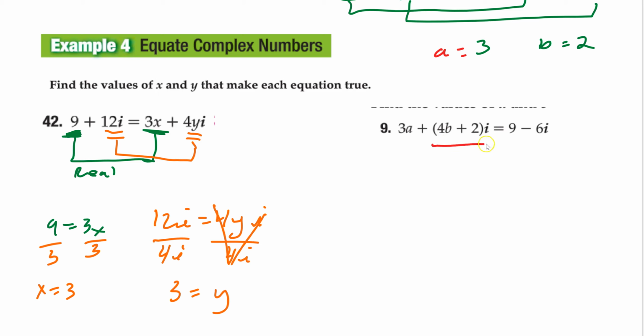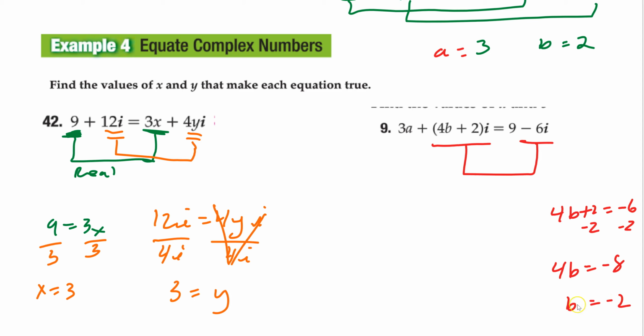This is all the imaginary part. That should match the imaginary part here. So 4b plus 2 should equal negative 6. I just dropped the i's, you don't need them. This is solving mathematics. Divide by 4, you get that. Same thing. The real part should equal the real part. So again, 3a equals 9. A equals 3. So that's the way that works.